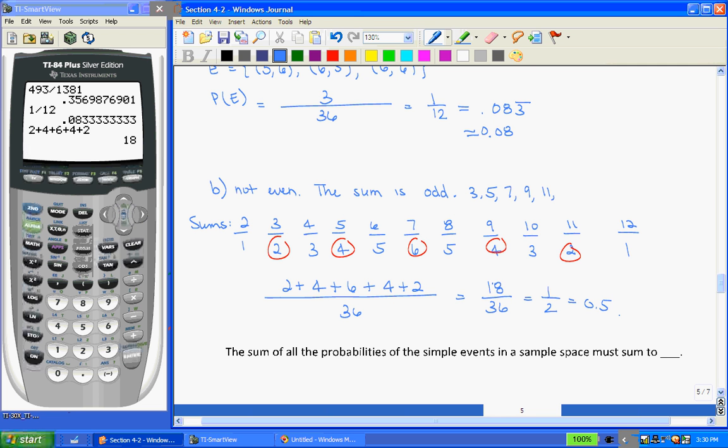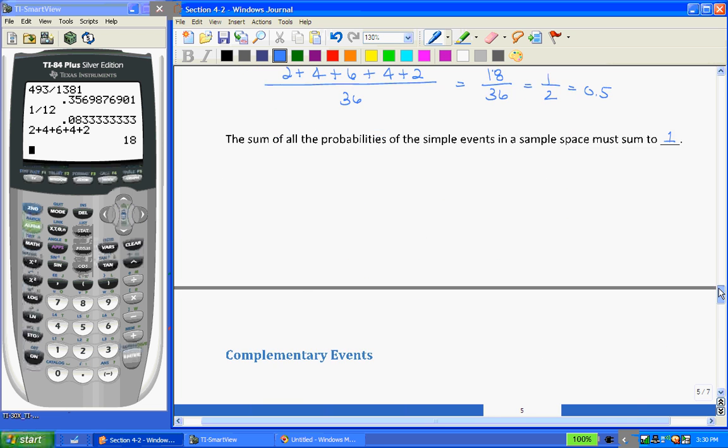One thing you want to pay attention to, and this will be helpful later on, the sum of all the probabilities of the simple events, so not compound events like the sum being odd, but the simple events, one getting a sum of 2, 3, 4, 5, have to sum up to 1. However a sample space is broken down, whether it's tails and heads, or the roll of a die, whatever's going on, all the simple events have to sum to 1.